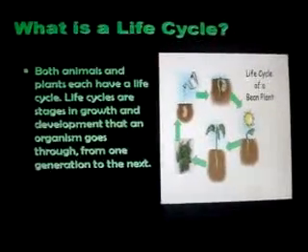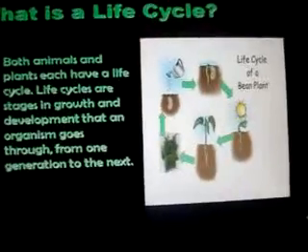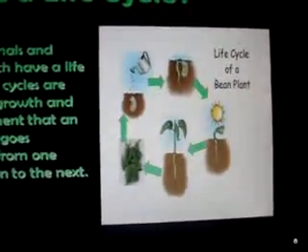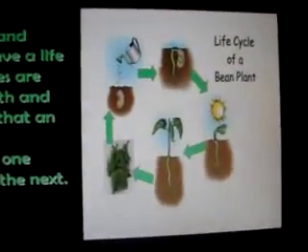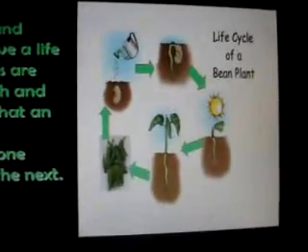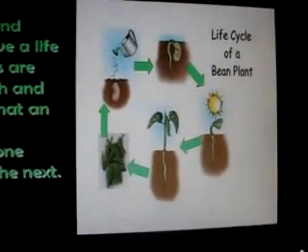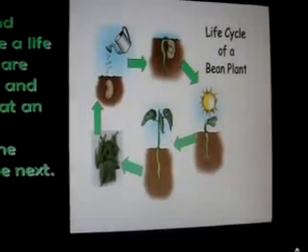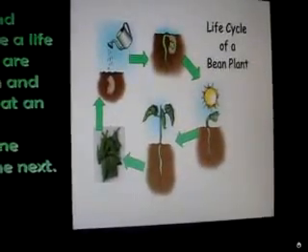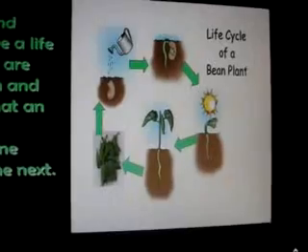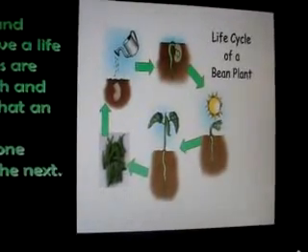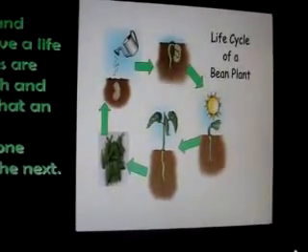To your right, you will see a diagram of the life cycle of a bean plant, starting from a seed in the ground, to roots developing, to sprouting leaves and reaching sun, to more beans and pods.